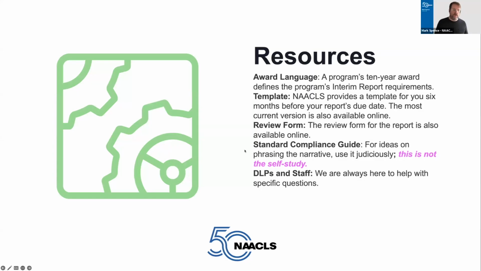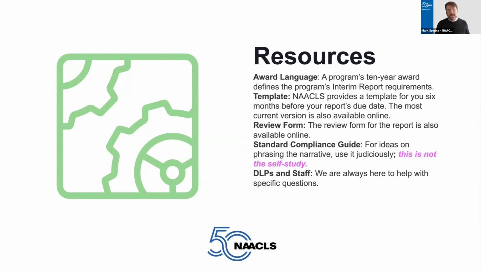So when you're approaching your interim report and looking at the kind of items you should be including, here are a list of resources. I'll let Jimmy reference a few of these and what he finds helpful to direct you to, but I want to at least direct you to the award language. When you get an award from NAACLS, we do not change those requirements. So whether we're talking about a progress report or, for this conversation, an interim report, those items are pretty much set in stone.